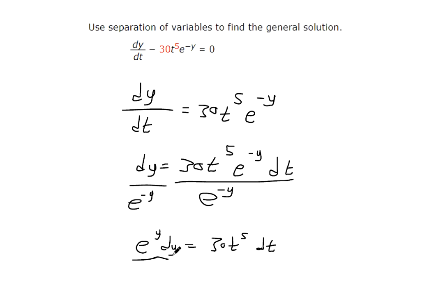So antiderivative of the left side, that's nice and easy. Antiderivative of e to the y is e to the y, because the derivative of e to the y is e to the y. So the antiderivative is also the same thing.